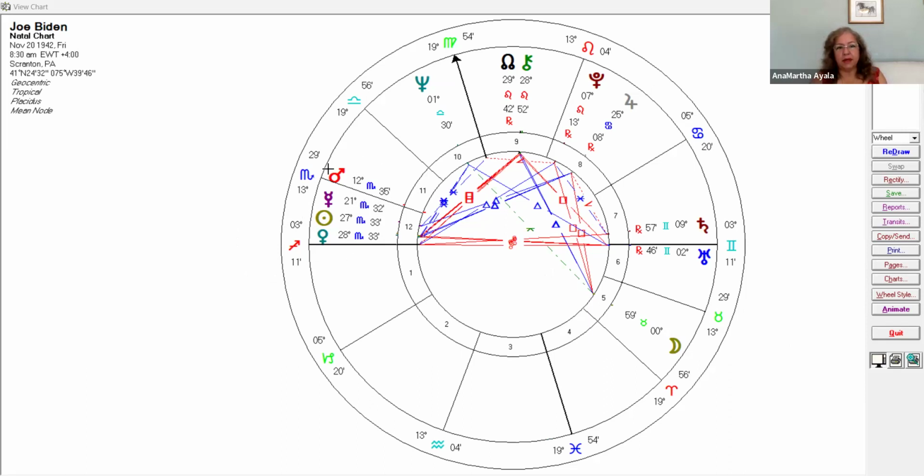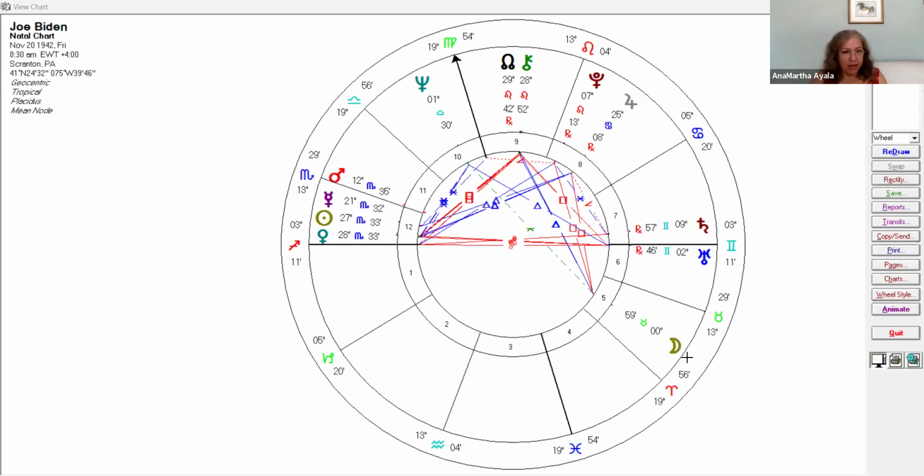Now, this Mars, even though it's in the 11th house, can be read in the 12th house. Because again, if a planet is within 3 degrees of the house cusp, which is this little line, you can read it in both places. Okay? So, the moon is exalted in Taurus. So he is popular, I guess, with the inhabitants of the United States.